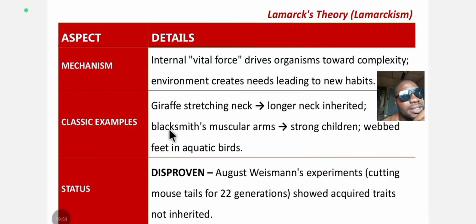Still on the aspects and the details, we are looking at the mechanism. How does it work? It works through an internal vital force that drives organisms towards complexity. It is an internal force. It starts from within. You make the decision.